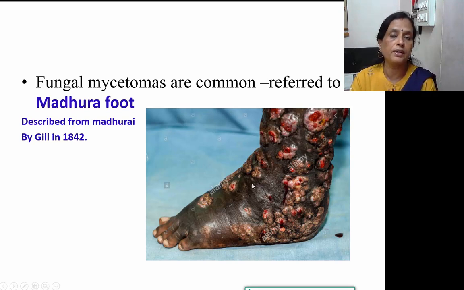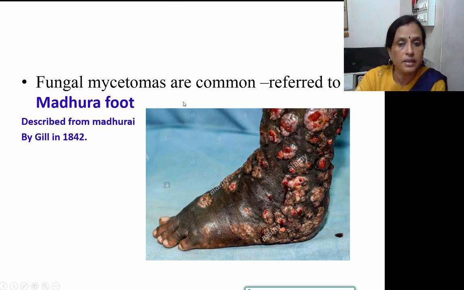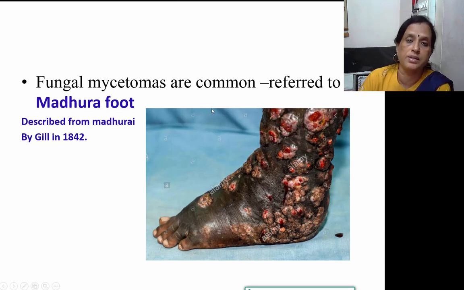Fungal mycetomas are common again in tropical countries, especially in our country. And of course, in my tenure, I have seen many of these. We have mounted these specimens in the museum also, you can see. So fungal mycetomas are common and they are referred to as madura foot. Heard of Madurai? Know that place? Madurai Meenakshi. So we visit that temple, right?